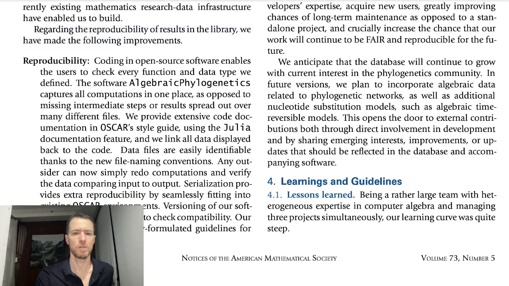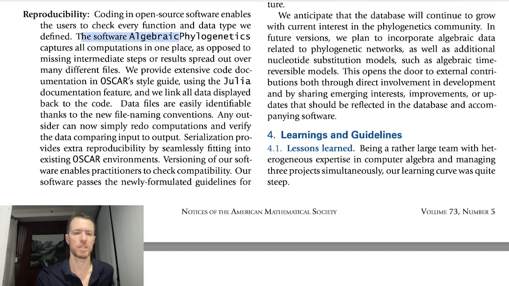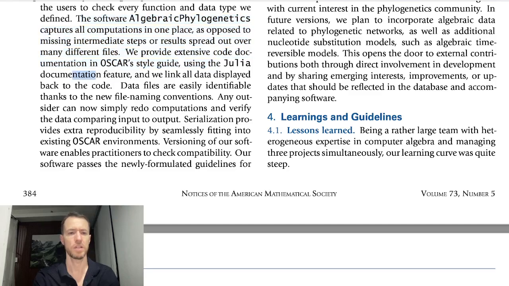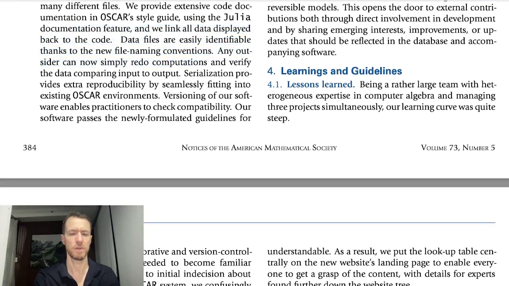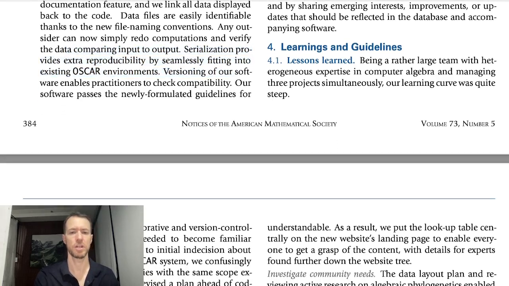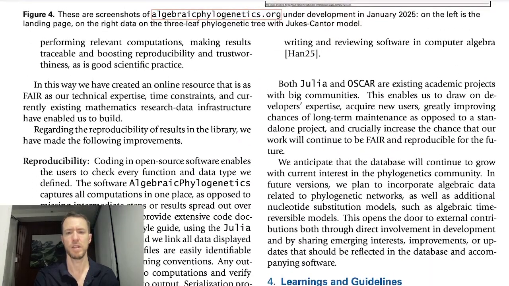Reproducibility. Coding in open-source software enables the users to check every function and data type we defined. The software algebraic phylogenetics captures all the computations in one place as opposed to missing intermediate steps or results spread out over many different files. We provide extensive code documentation in OSCAR's style guide using the Julia documentation feature, and we link all data displayed back to the code. Data files are easily identifiable thanks to the new file naming conventions. Any outsider can now simply redo computations and verify the data comparing input to output. Serialization provides extra reproducibility by seamlessly fitting into existing OSCAR environments. Versioning of our software enables practitioners to check compatibility. Our software passes the newly formulated guidelines for writing and reviewing software in computer algebra.